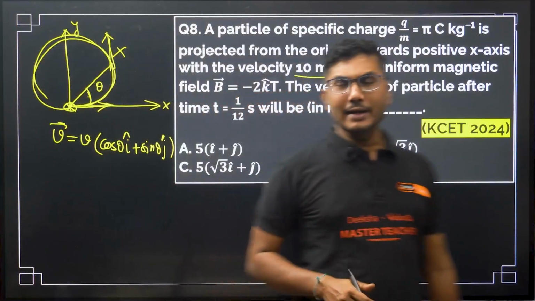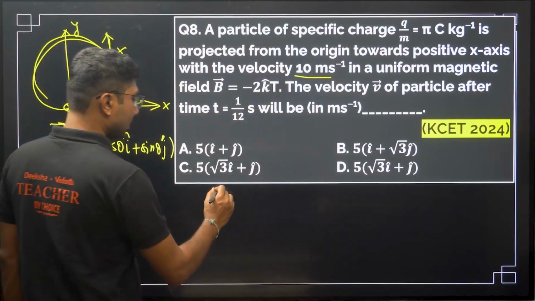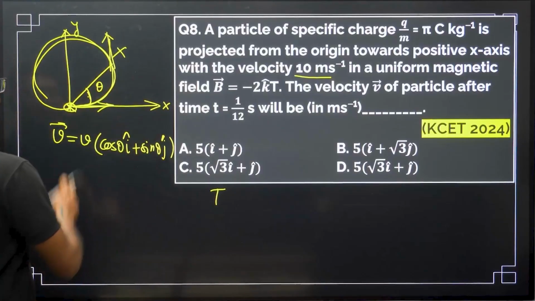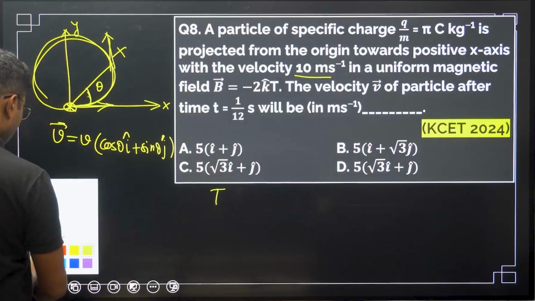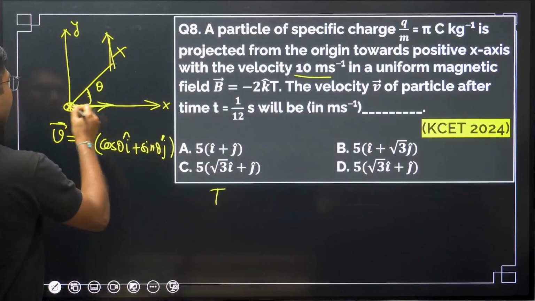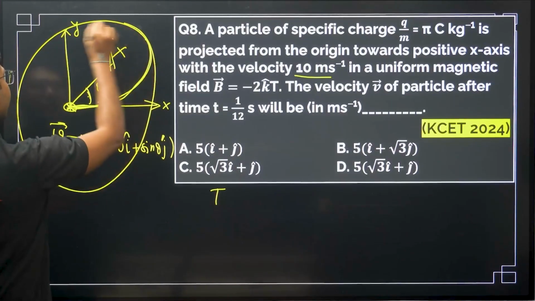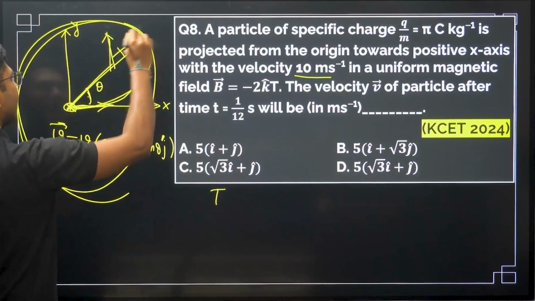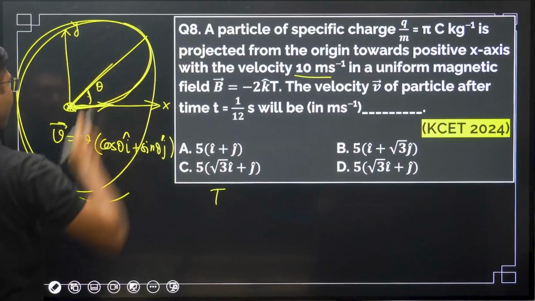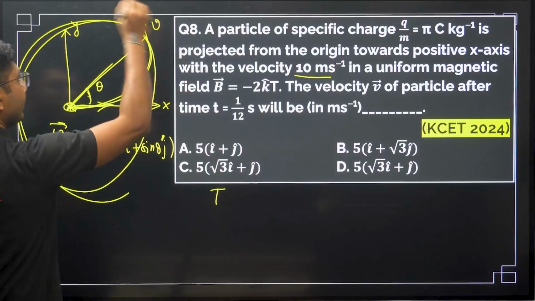Now, after some time, capital T, which is called the time period of the motion, the particle, my diagram is partially incorrect. Why? Because it will rotate like this. So even though it is initially launched like this, it will rotate like this. That's why this angle is theta. It will rotate in a complete circle, but the magnitude of the velocity will remain same.